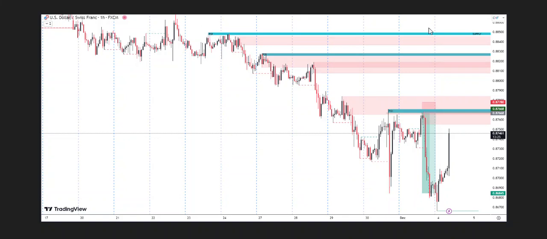So this one is a supply zone. You can see the label here, supply. This is also a supply zone. This is also a supply zone, and the ones in pink are order blocks. All right, so this is a bearish order block, this is a bearish order block, this is a bearish order block, this is a bearish order block.